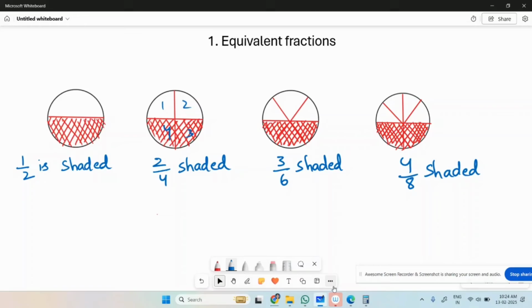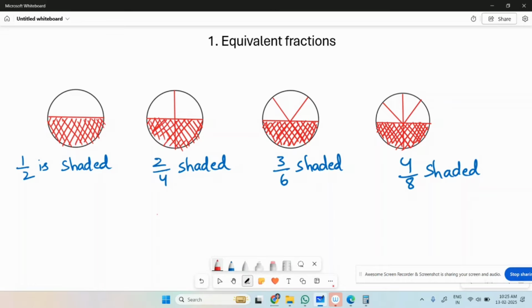Hi, in this video we are going to learn what equivalent fractions are, how to find out whether two or more fractions are equivalent or not, and questions based on equivalent fractions. Okay? We are going to learn how to find equivalent fractions for a particular fraction.